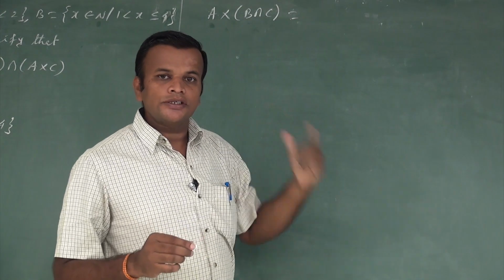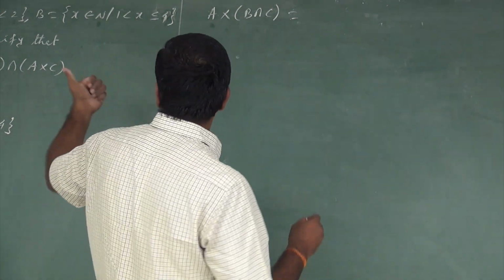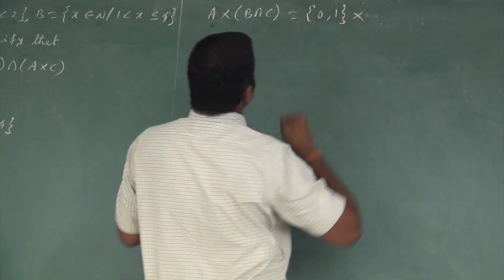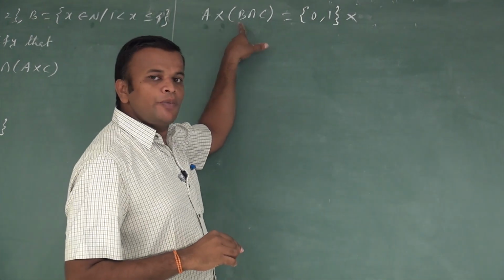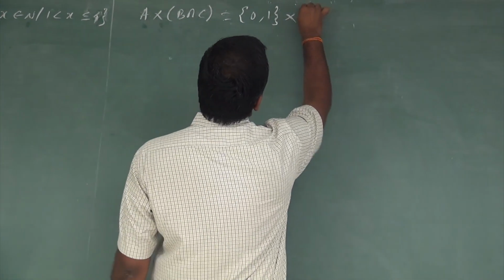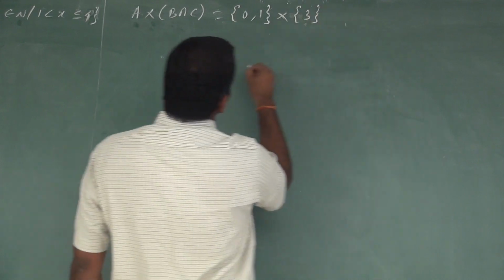What is the value of A? The value of A, we already found, is 0, 1. Cross product with B intersection C. What is the value of B intersection C? That value is only one element, 3.